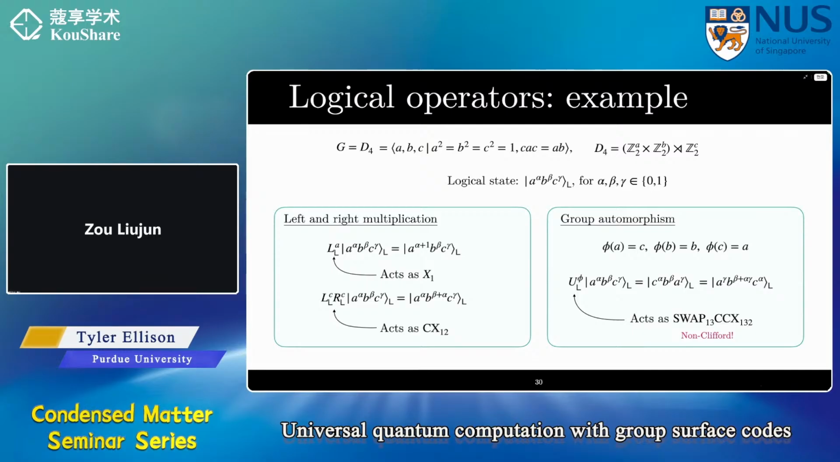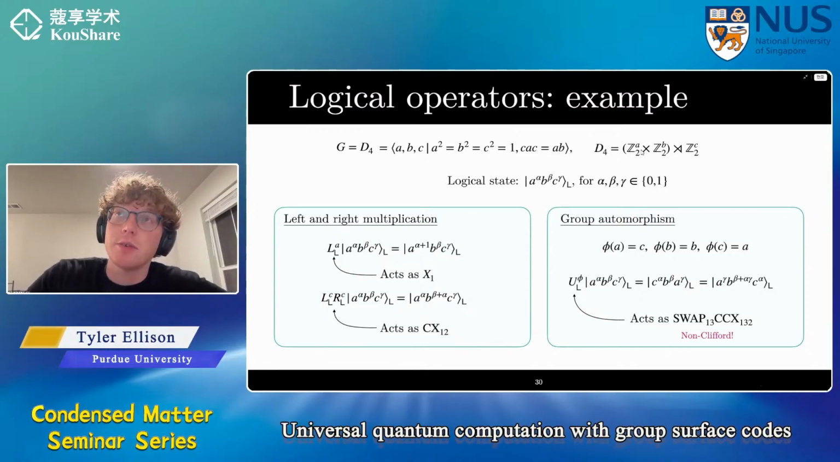This suggests that D4 can be written as a semi-direct product of Z2 to A and Z2 to B. We choose C, where the semi-direct product notation just captures the fact that C acts non-trivially on A by mapping it to AB.